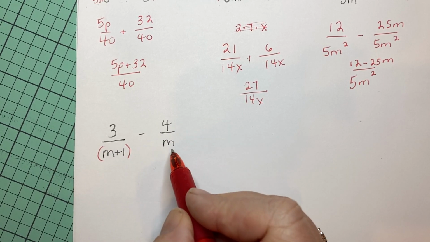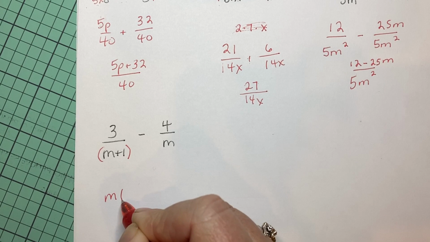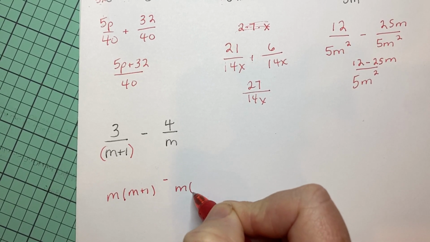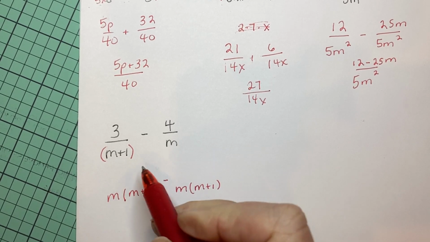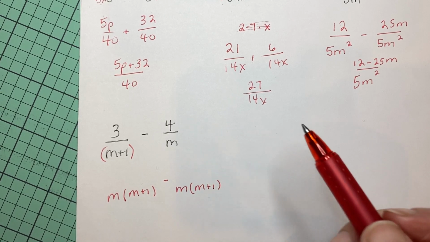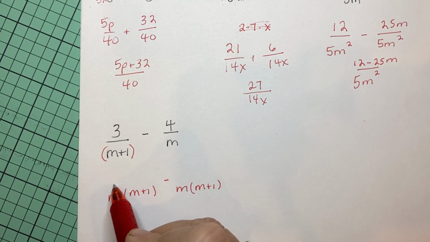So for this one, I need a single m, and I need a married m. I know that's silly, but when I used to teach high school, that's what I would say. This guy's married, so he can't go anywhere without his partner. Okay, so we're going to have an m and an m plus 1 on the bottom.